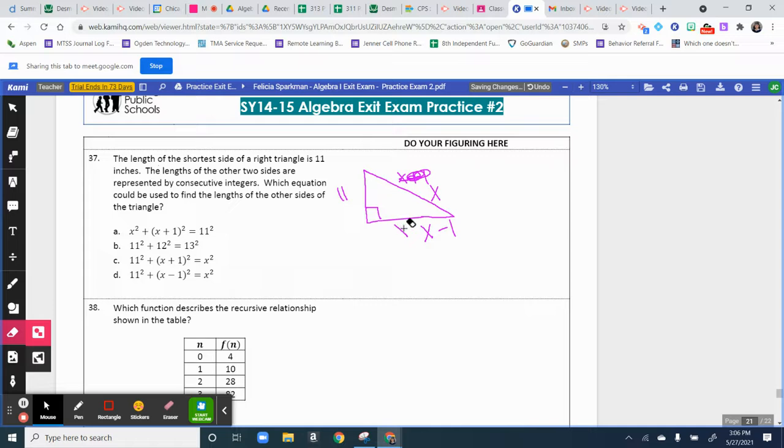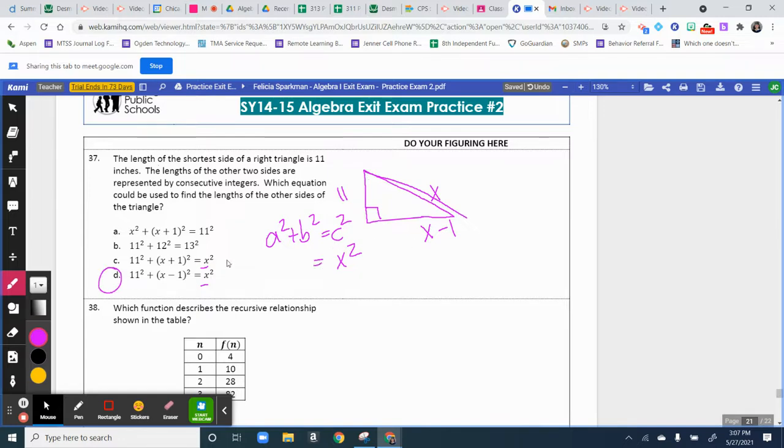And I see that because the Pythagorean theorem says that a squared plus b squared equals c squared. So if this is x squared, which they have multiple times, then this one has to be shorter because the hypotenuse is always the longest. So that's why it's going to end up being D, because we don't know 1, this is not a true statement. And 2, 11 is going to be the shortest side. So x is the longest.